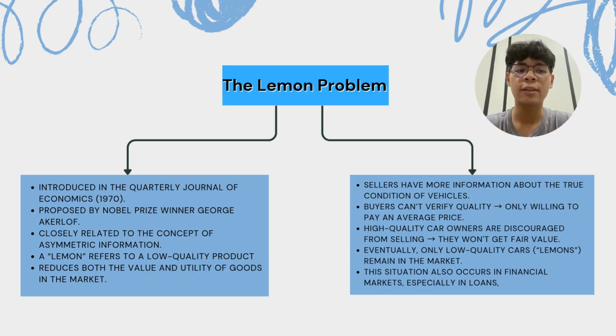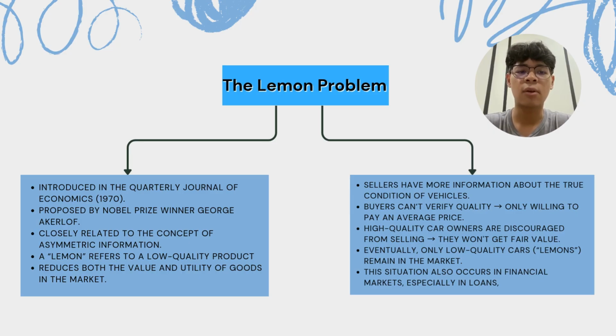Eventually, good quality vehicles will be driven out of the market, resulting in poor quality vehicles or lemons dominating the market. So the lemon problem demonstrates how information asymmetry can lead to market inefficiencies where sellers of high quality products are not properly rewarded.